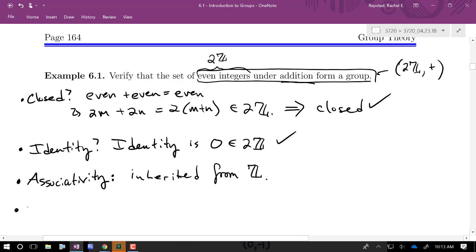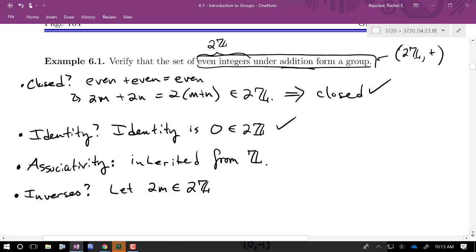And then the last thing was that we need to show that it has inverses. If we're checking for inverses, what we need to do is grab an arbitrary element. We're working with even integers, so let's grab 2m. This is an element of 2Z. What should its inverse be? I'm looking for an element that I combine with this one under our operation of addition to get our identity element. So what should the inverse of 2m be?